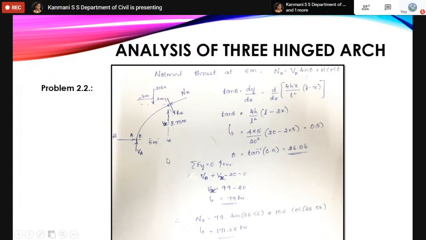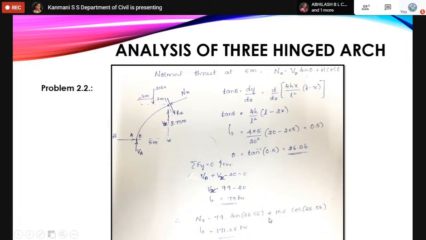Afterwards, we need Vx to find Nx. For Vx, we apply the simple equation of equilibrium, summation Fy equal to 0. So we'll get plus Va plus Vx minus 20 equal to 0. No other vertical forces. With that, Vx is equal to 79 kilonewton. Now Vx is ready, theta is ready.